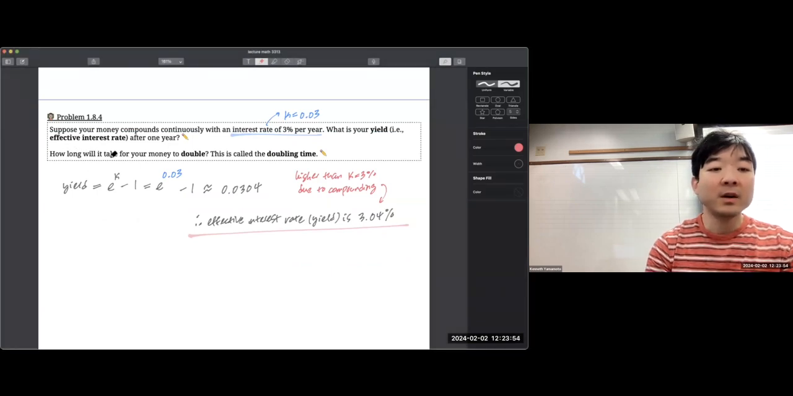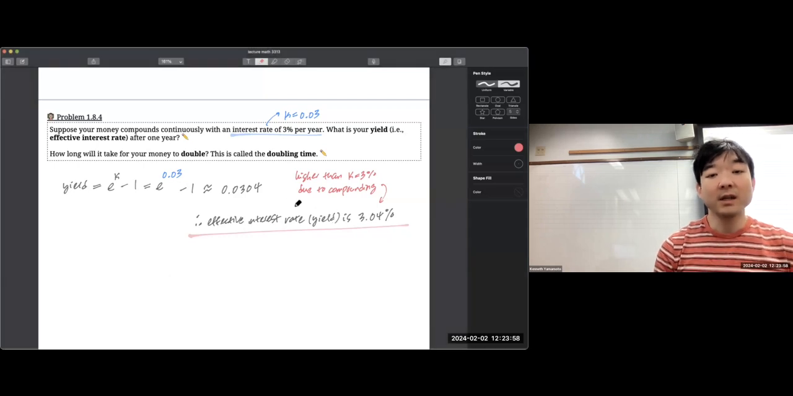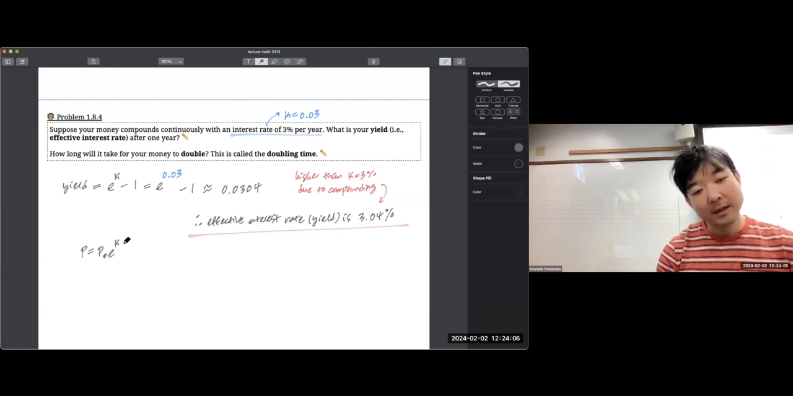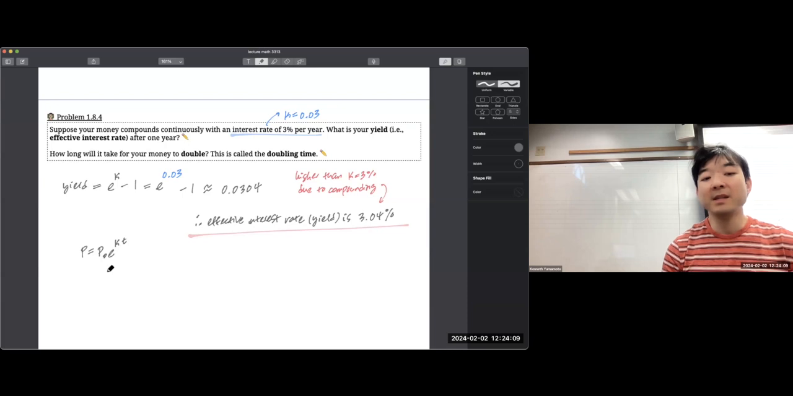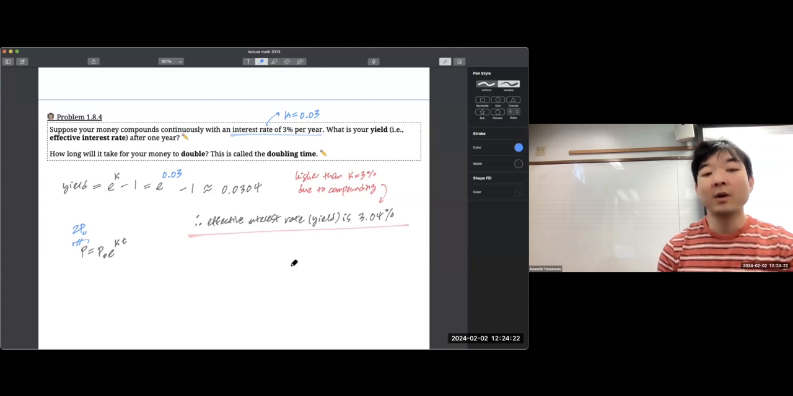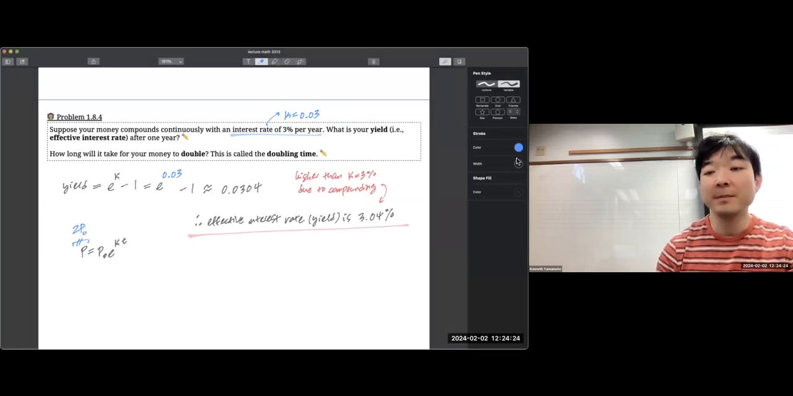Then you might also ask, how long does it take for the money to double? Okay, so you're starting with the original model that we have, which is P is equal to P naught e to the KT. But the time it takes to double is like saying, I want this final amount to be whatever initial amount we had, P naught, but twice it. So this is the idea of doubling, okay?